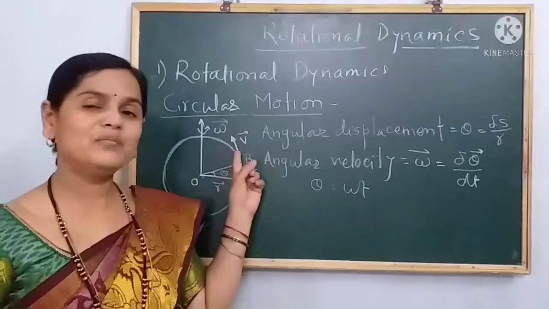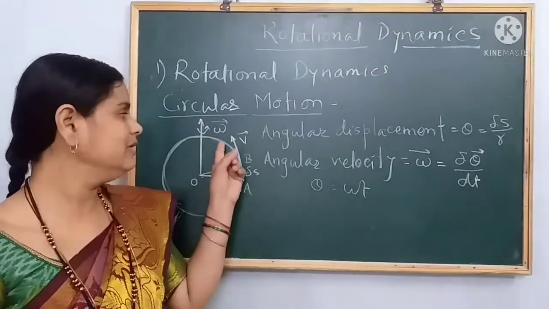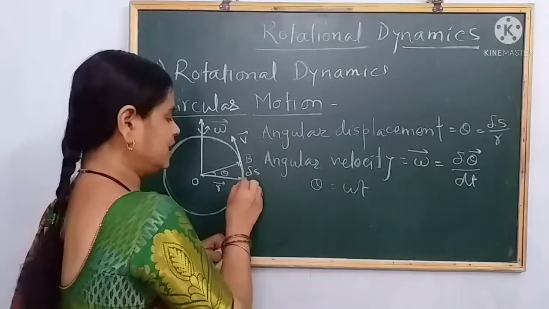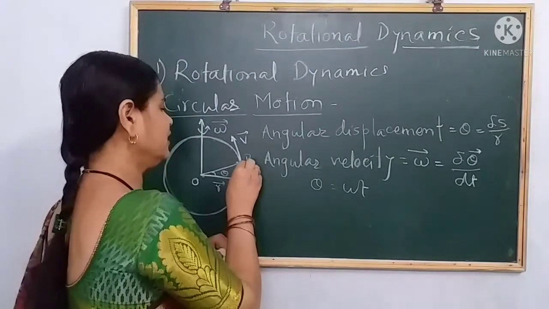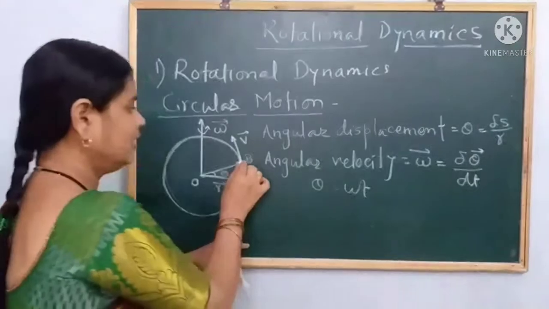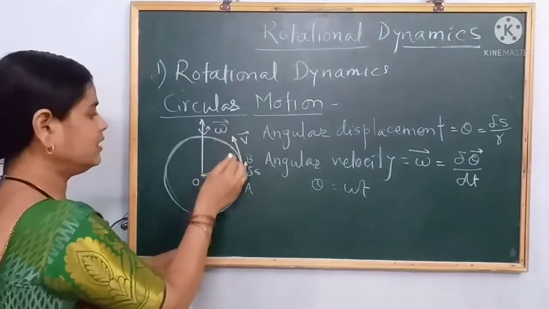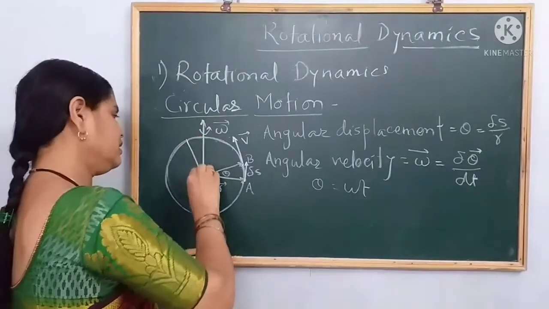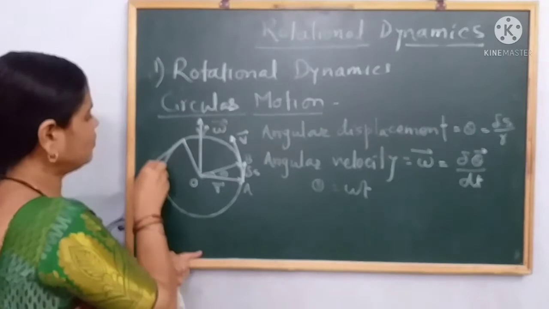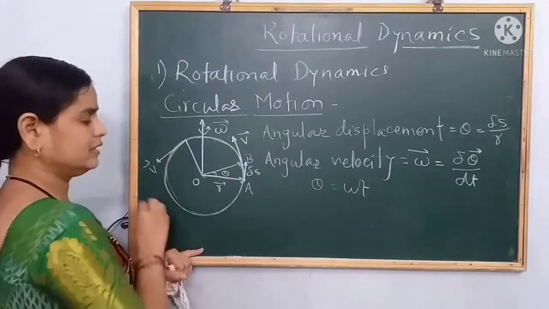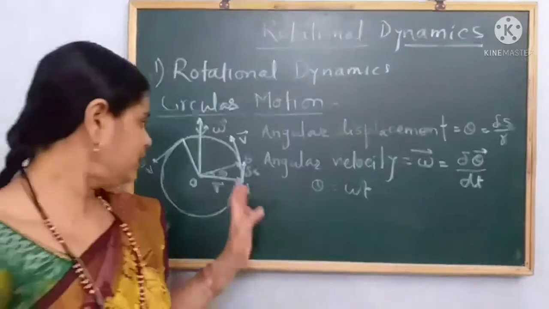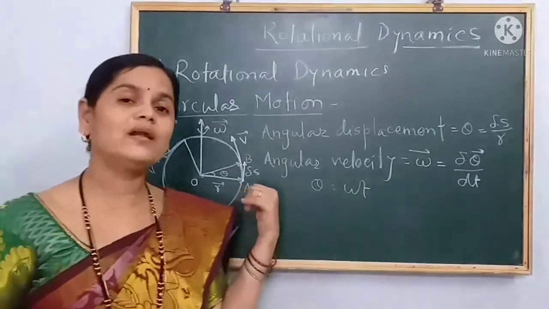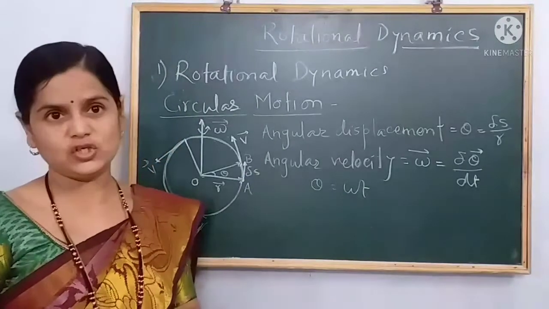This is the direction in which the linear velocity will lie. Suppose the particle is at point A, the direction of linear velocity is like this. At point B, the direction is like this. During the motion, suppose it is at this point, then this will be the radius vector and the direction of linear velocity is like this. So if we see here, always the radius vector and the velocity vector are perpendicular to each other.